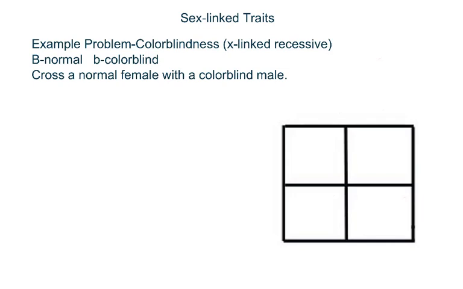Another sex-linked trait that we're going to talk about is color blindness. So again, it's X-linked recessive. So big B stands for normal, little b stands for colorblind. So they want you to cross a normal female with a colorblind male. So she's completely normal, she's not even a carrier. So she would have the genotype, and again, now we're using B's. Okay, so that's the female. And then the colorblind male genotype would look like that.